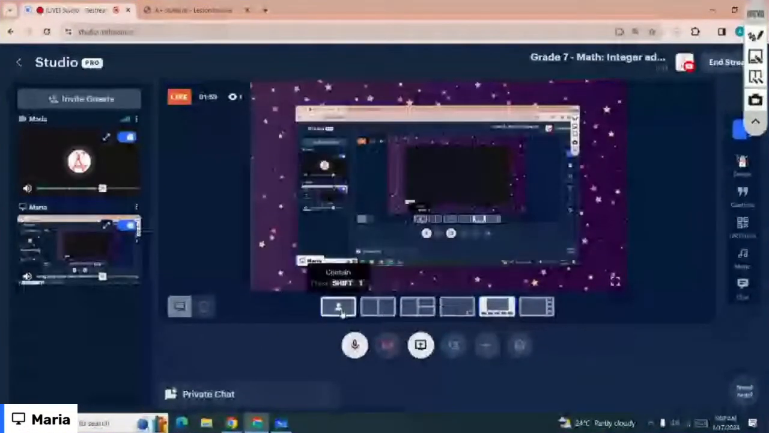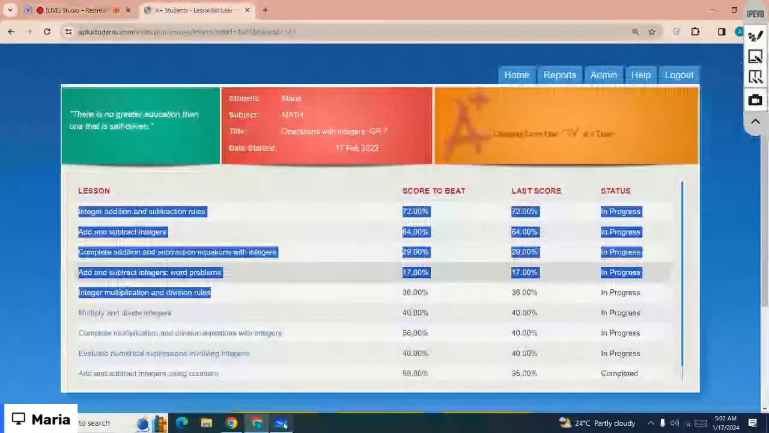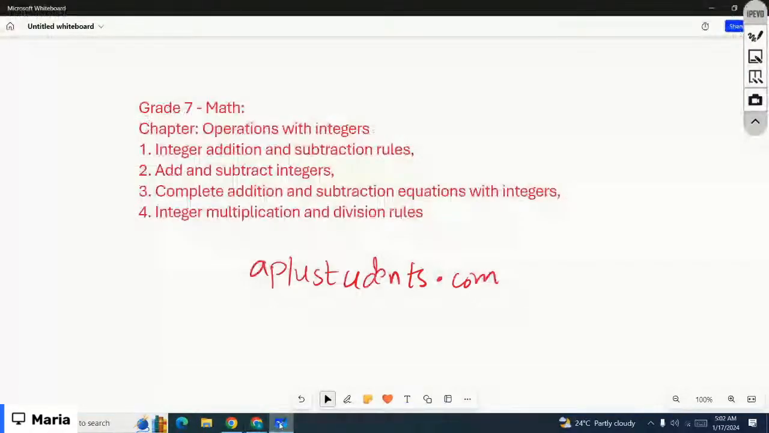You can find allstudents.com. You have to log in there using your email address and password created by the administrator. Then you have to select math from the subject, scroll down to grade 7, and then click on view all lessons. There you can find a list of the chapters.